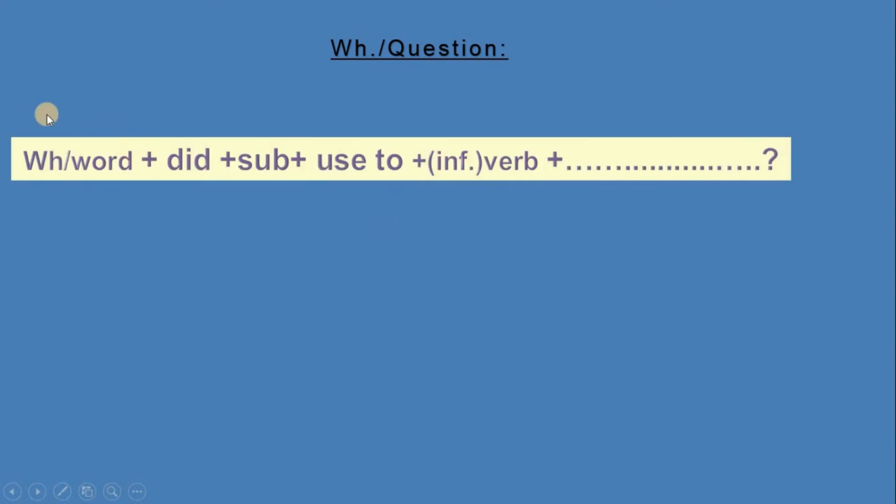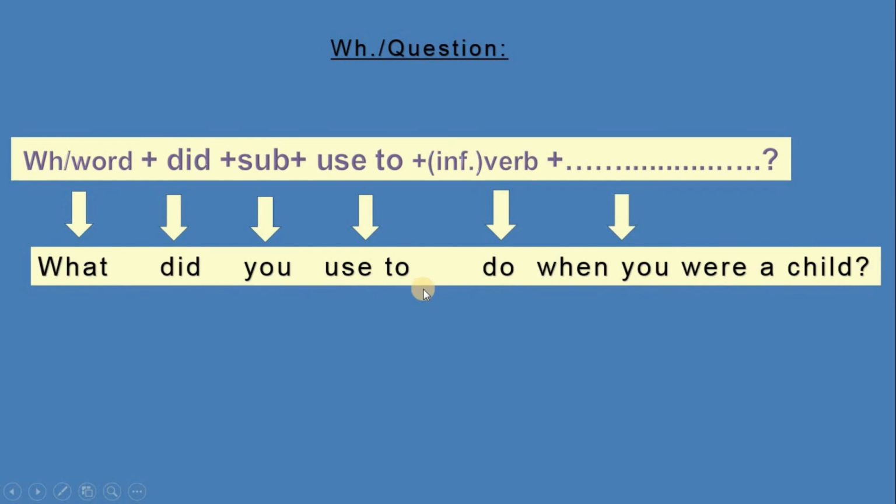The WH question form. The same form as the yes, no question, but we add the question word at the beginning of the question. For example, what did you use to do when you were a child?